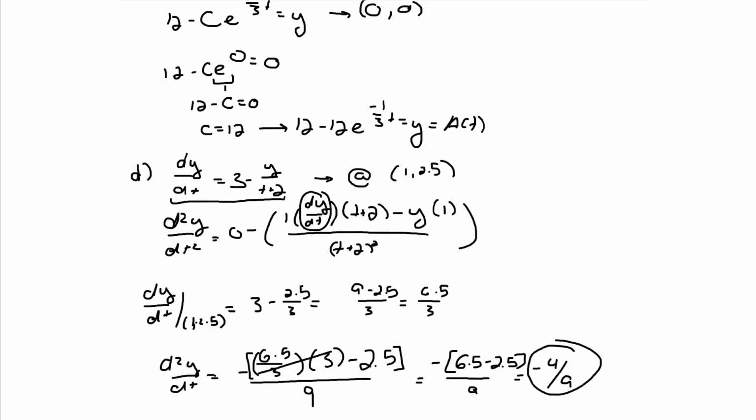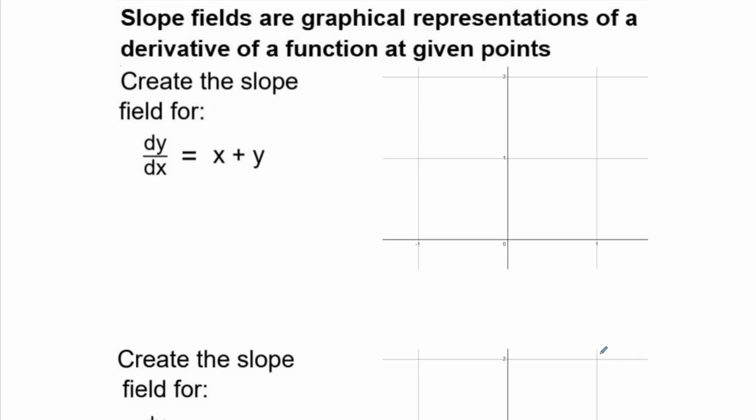So let's now talk about the second part of this unit, which is slope fields. Slope fields are basically just a graphical representation of derivatives of a function at a given point. You learn this in Calc 1. Once you go to Calc 3, you'll learn about vector fields. But for now, we are going to take the derivative of a function, and usually they give you that derivative, and then you just plug in some points and find what the slopes are.